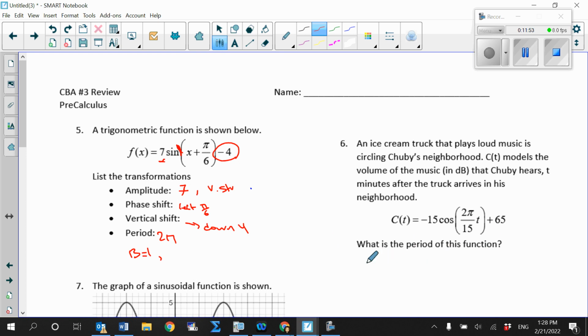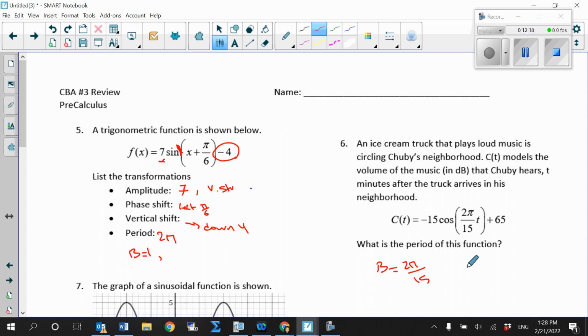Again, we know that the period can be found using the b value. That's the number which is multiplied by the angle. It could be called t, x, or theta. This is just the name of the variable. Okay, so we found that the b value is 2 pi over 15 in this case.